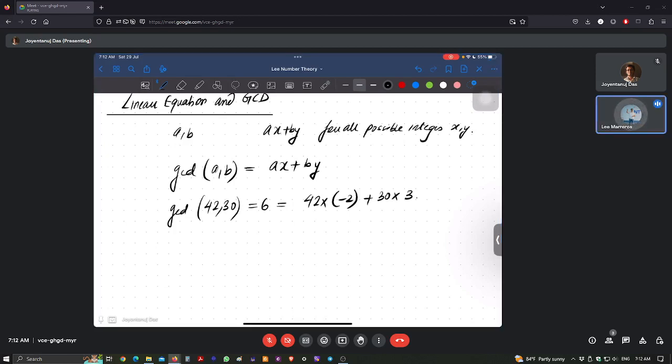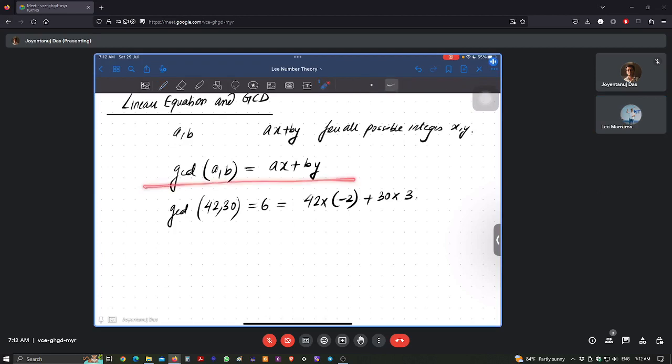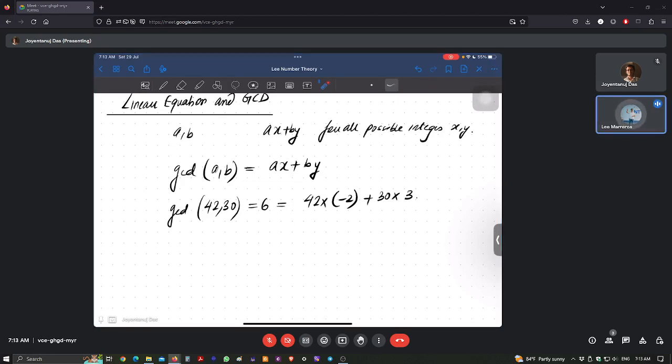What is a linear equation? A linear equation is just one equation in linear variables, x and y. There is no quadratic, no x squared or y squared. So they are linear, right? So this GCD equals ax plus by is a linear equation in x and y. There exist integers x and y, which we can get from the Euclidean algorithm, right?